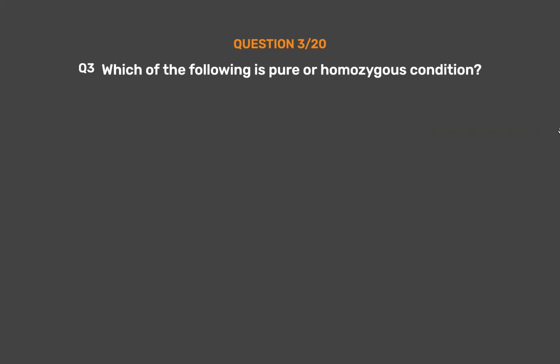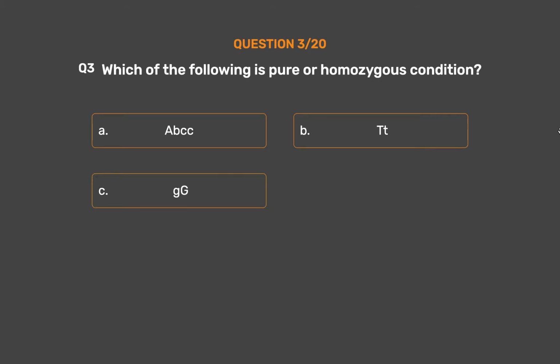Question number 3. Which of the following is pure or homozygous condition? Option A. Tt. Option B. TT. Option C. GG. Option D. tt.